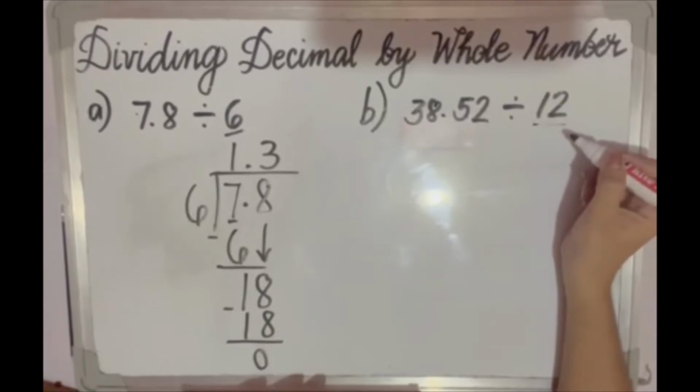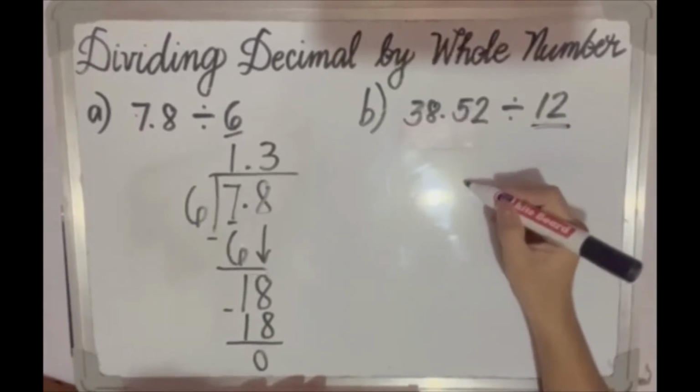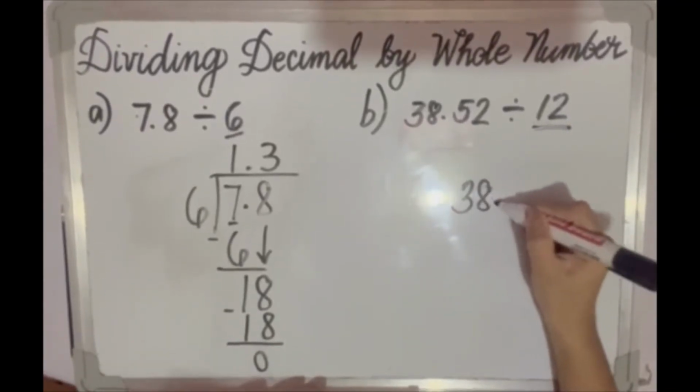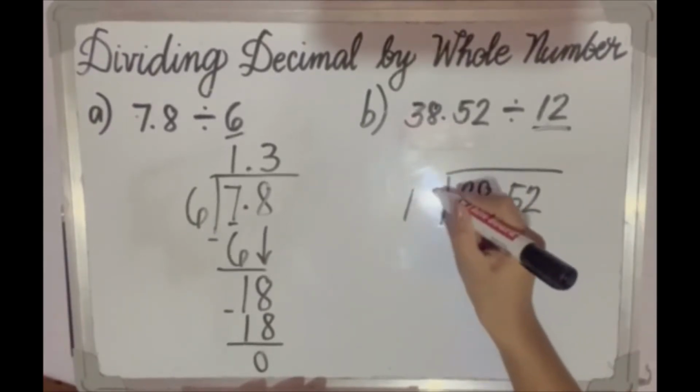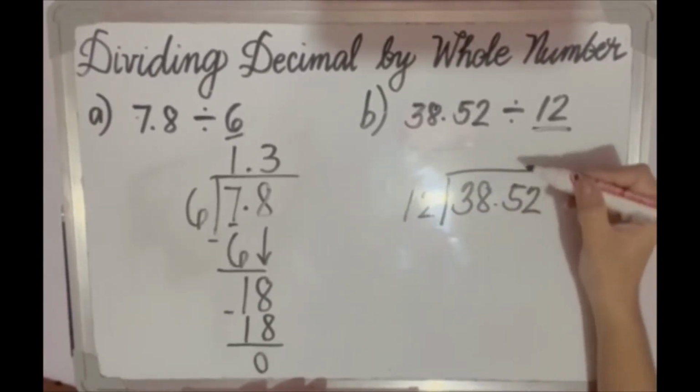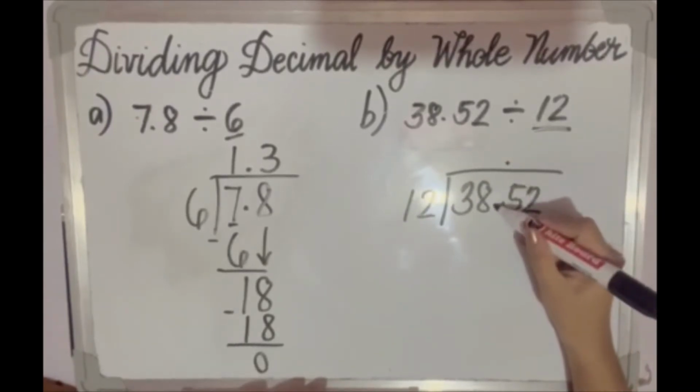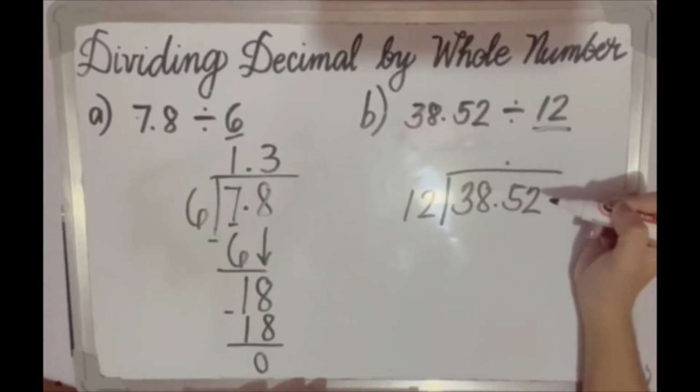12 is our divisor. We have 38 and 52 hundredths divided by 12. First step, put the decimal right where it is placed in the dividend.